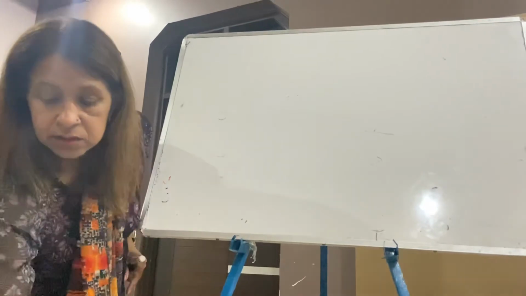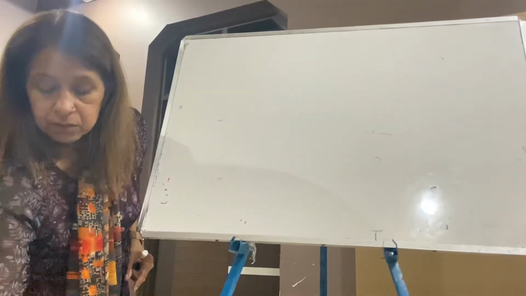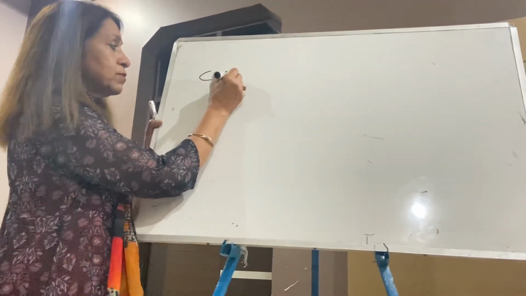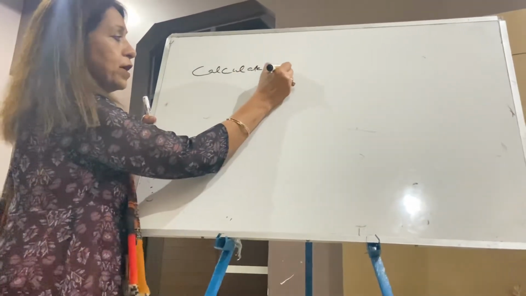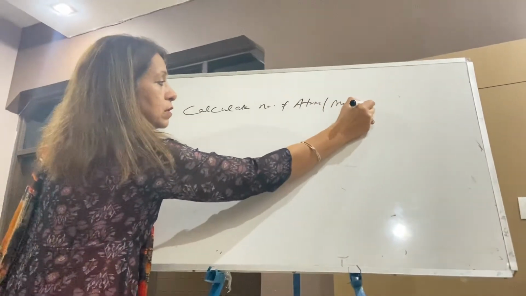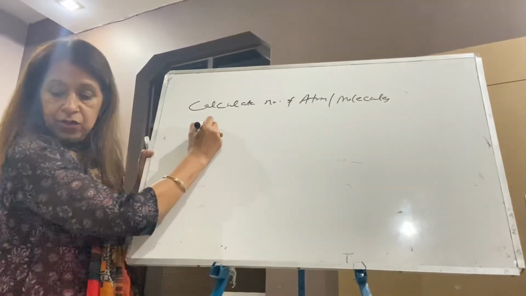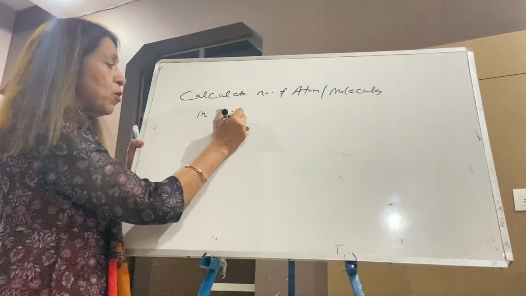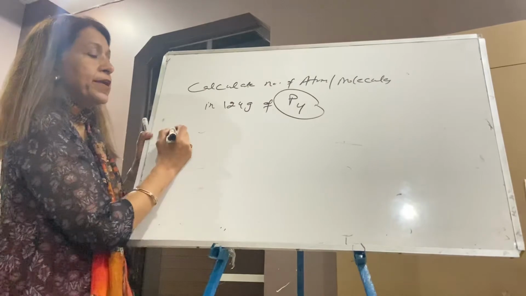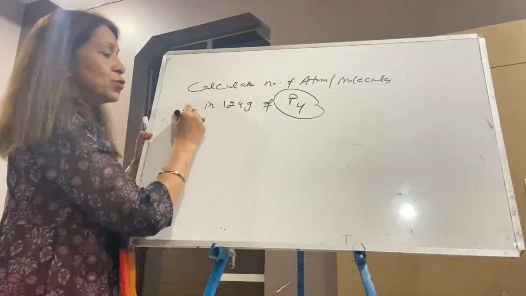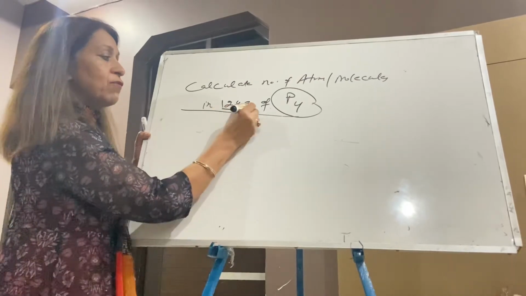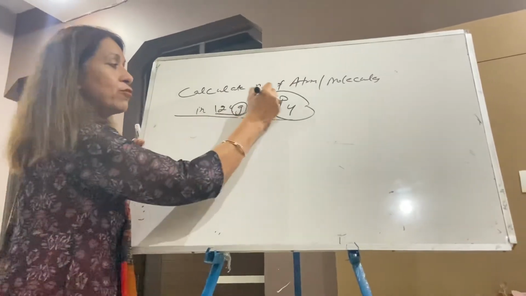Now write down the third numerical of the mole concept. Calculate the number of atoms as well as molecules in 124 gram of phosphorus. Phosphorus is a molecule. Its atomic weight is 31. Because of the molecule, we will calculate the molecules first. Because they are asking about 124 gram, they are asking about atoms.